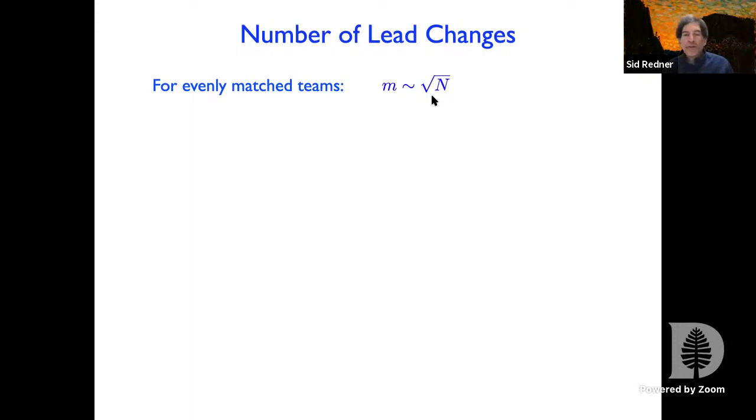To give you a feeling for numbers, if there's a score every 30 seconds and the game is 48 minutes long, there are roughly 96 scoring events. Each score is roughly 2 points, and so it corresponds to a game which ends 100 to 100. So if there are roughly 100 scoring events, then the number of lead changes should be of the order of 10.